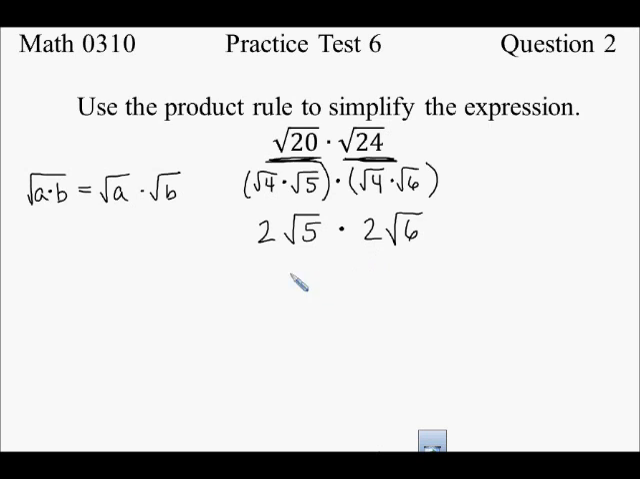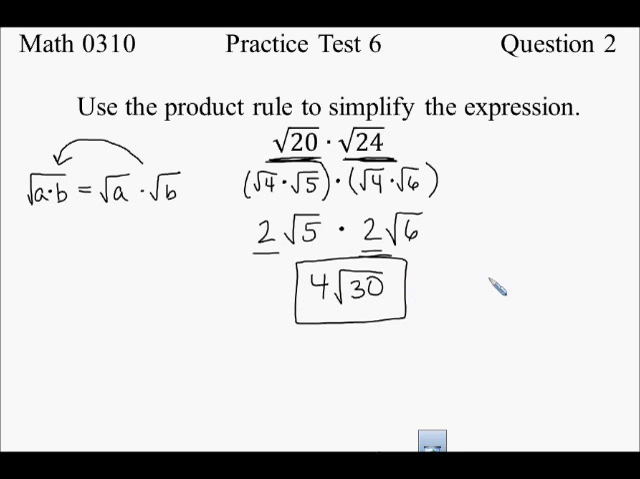And now we look at simplifying this further. We look at just our whole number parts here, the 2 times the 2 outside of the radical, so 2 times 2 would give us 4. And now we can look at going backwards with our product rule. I have the square root of 5 and the square root of 6. So instead of having those as 2 separate square roots, using our product rule and now going the other way, we can write those as one radical and write the product underneath. So 5 times 6 would give us 30. And so we have 4 square root 30 as our answer after we simplify. And that is answer choice B.